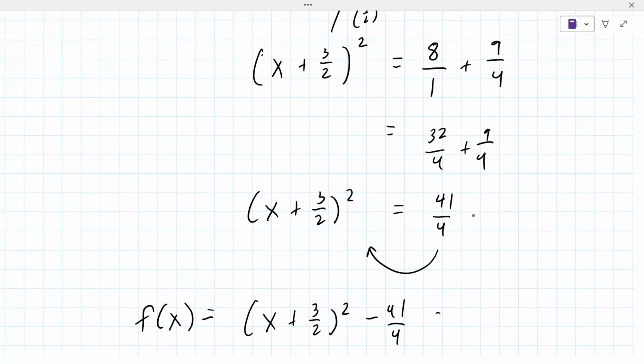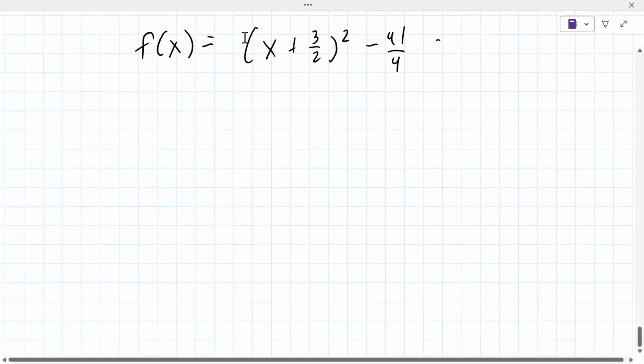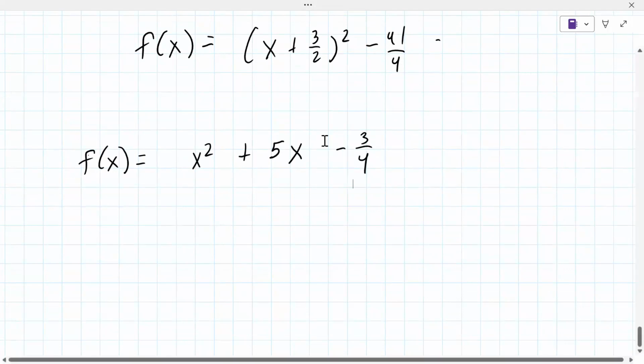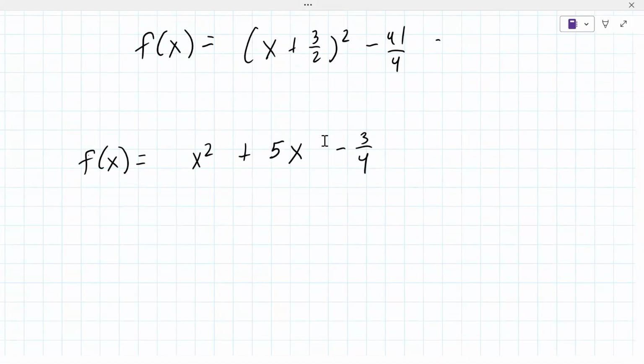I think so, yeah. Where it ends up the fraction there, yeah. Yeah. Yeah. So, you know, I mean, I'll have you try one now. Let's say it's f of x equals x squared plus 5x minus 3/4. So why don't you try completing the square on this? Kind of works out nice, kind of. All right.